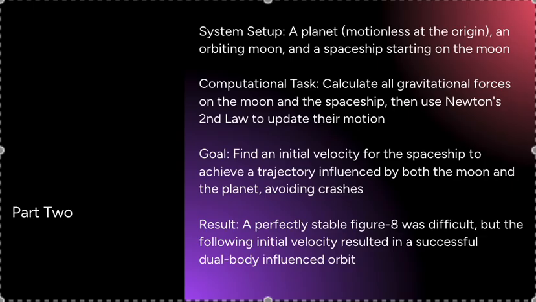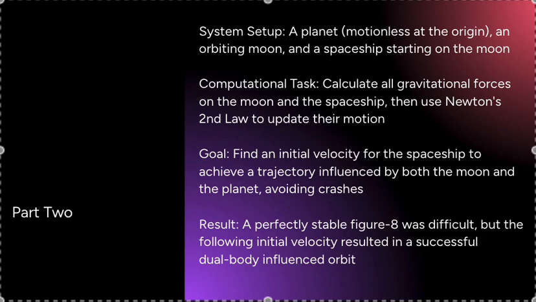Next, we had part 2. In part 2, we simulated a system with a planet at the origin, an orbiting moon, and the spaceship starting on the moon. The goal was to find a safe initial velocity for the starship that would allow its trajectory to be influenced by both the planet and the moon.